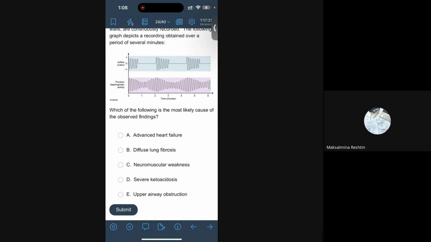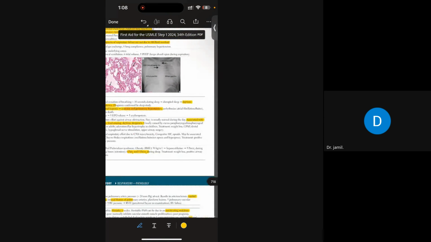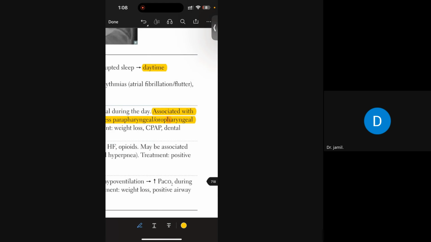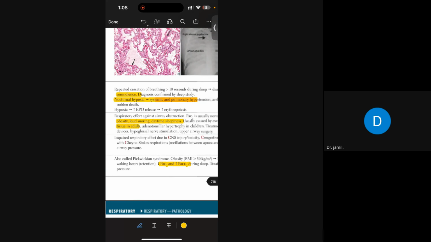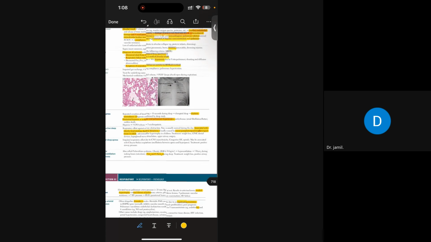So what would be the answer then? E, upper airway obstruction. It is usually caused by excess oropharyngeal and parapharyngeal tissue in adults, which causes obstruction at the neck area, and that leads to sleep apnea and causes airway obstruction.